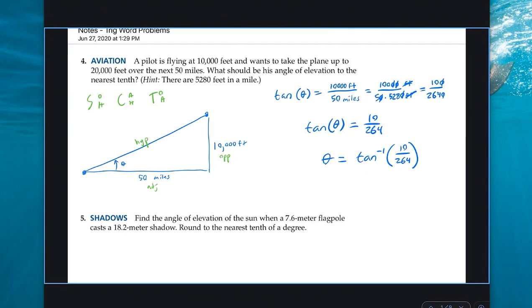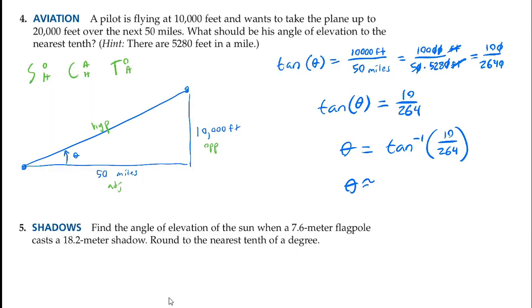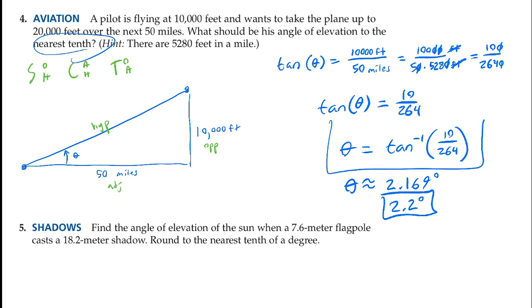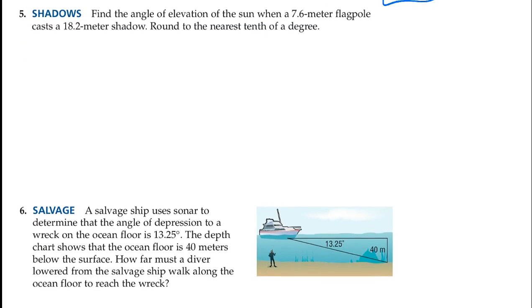Let's go back over there. That's the angle, around 2.169 degrees. And it said to the nearest tenth. So that's 2.2 degrees is what we were looking for as an angle of elevation. Or you could leave it for me in exact form like that, though you should simplify the 10 over 264. All right, so let's go to the next one.